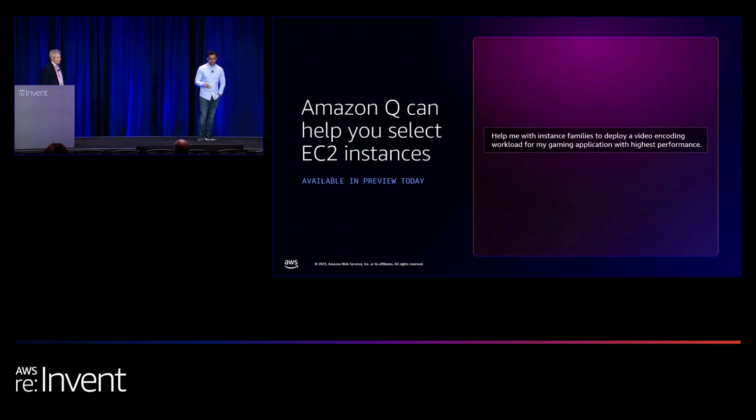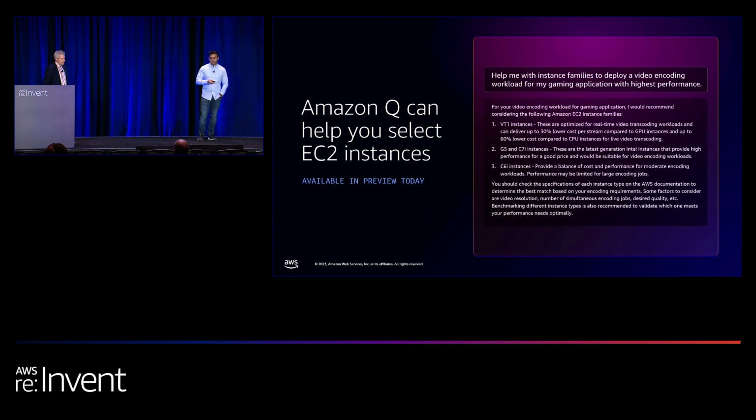Let's take another example, and I will be quick with this one. This is the gaming use case I talked about. I want to spin up a video encoding workload for my gaming application. And again, my preference is performance. So I gave that, and Q will analyze the instance data and present this answer. It has the specialized VT1 instance also, but the other ones. And again, with the explanation, and the guidance on the next steps. So it guides you through that.